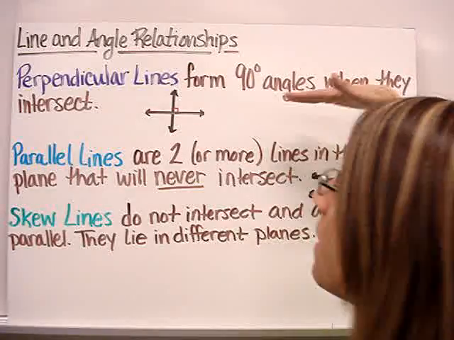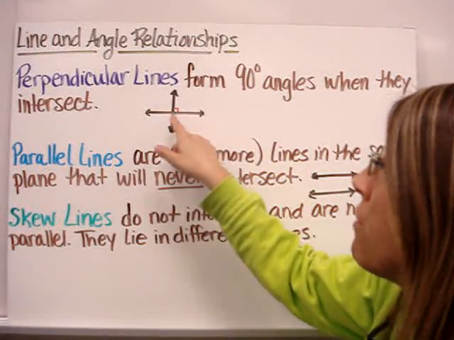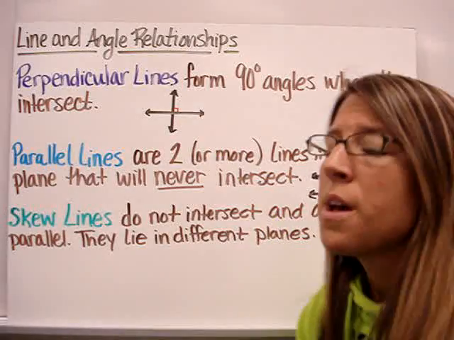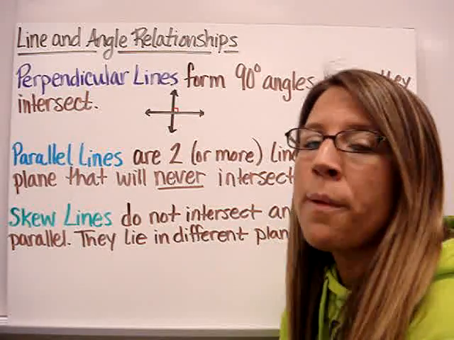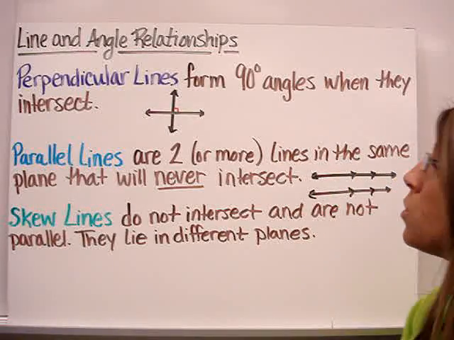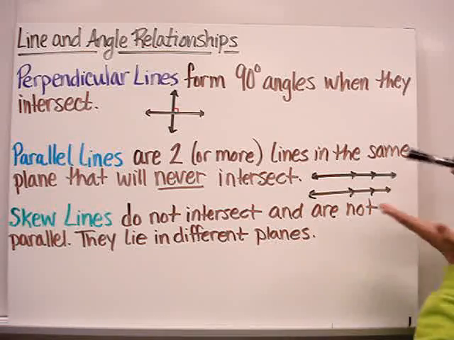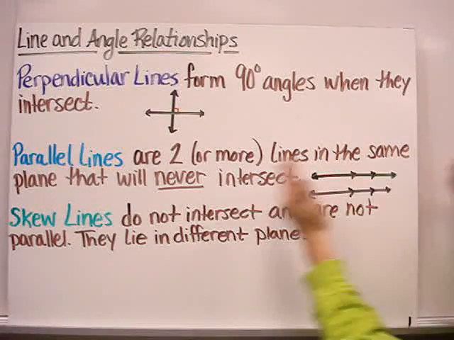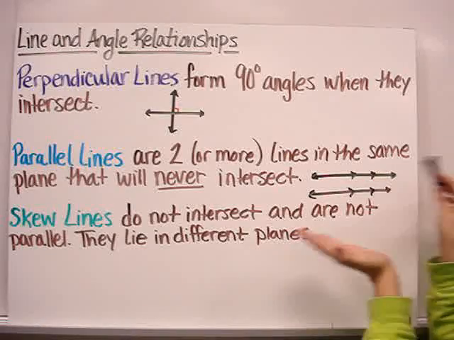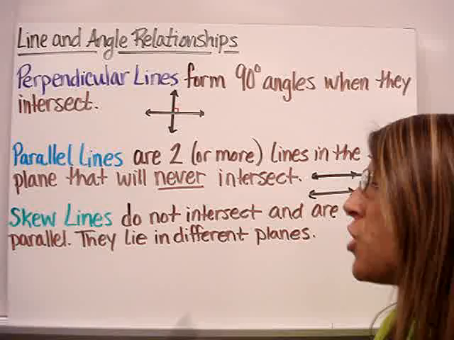So here's a line being crossed by another line, and they create a 90-degree angle. All of these angles are actually 90-degree angles, but because they form a 90-degree angle, they are considered perpendicular. Then we have parallel lines, which are two or more lines in the same plane that will never intersect. So you have two lines going forever in either direction. They will never intersect. They will never touch. They are considered parallel. And then you have skew lines.